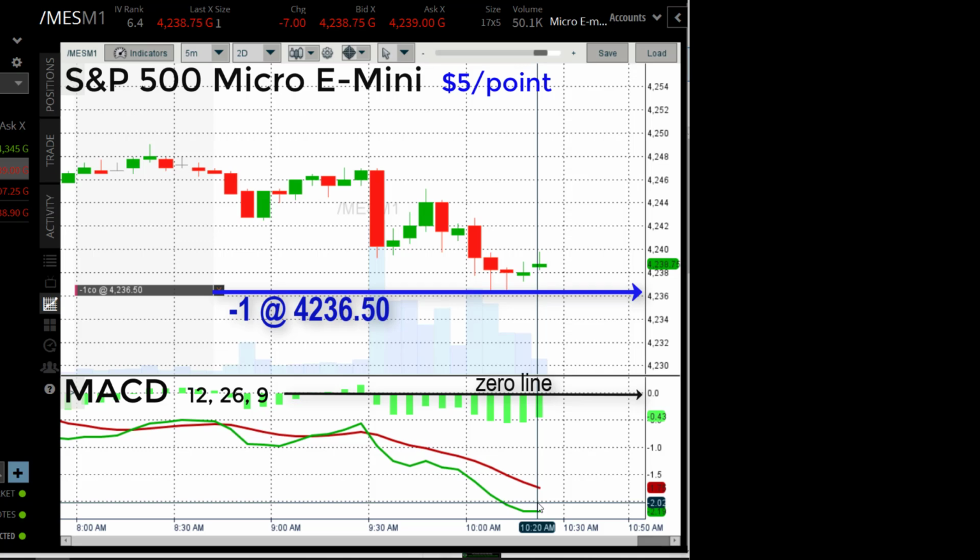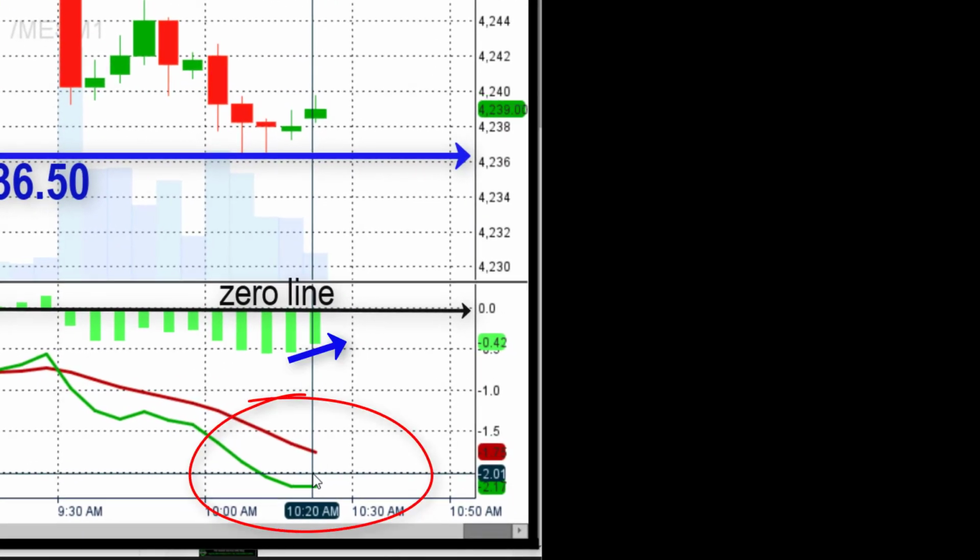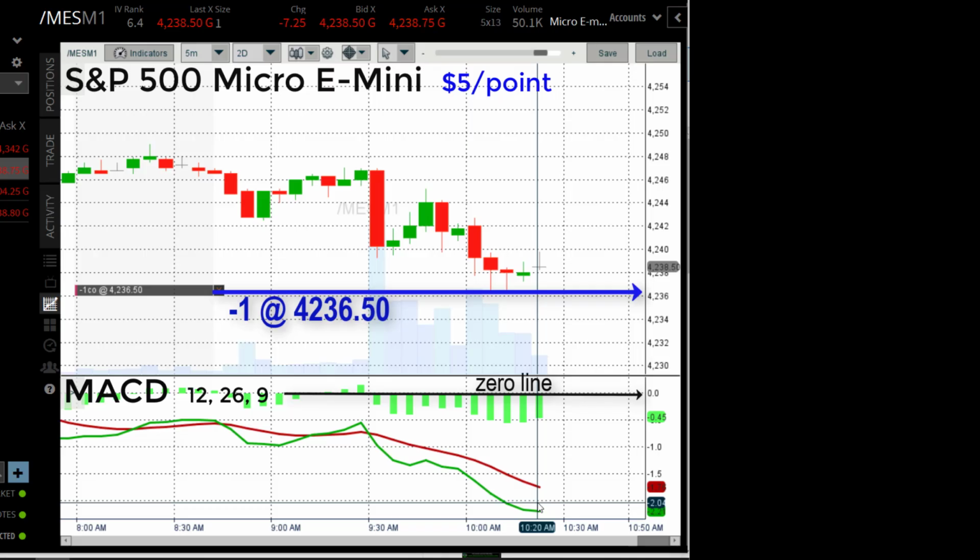Now, look down at the MACD, and you'll see the green and red lines look like they might be coming back together. See that blue arrow? It's pointing kind of up from, it was horizontal to down before. And it's just time to pull the plug on this trade. I think it's done, and I want to get out before I lose any serious money.